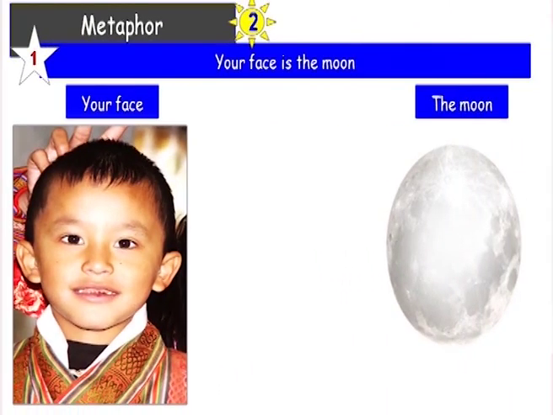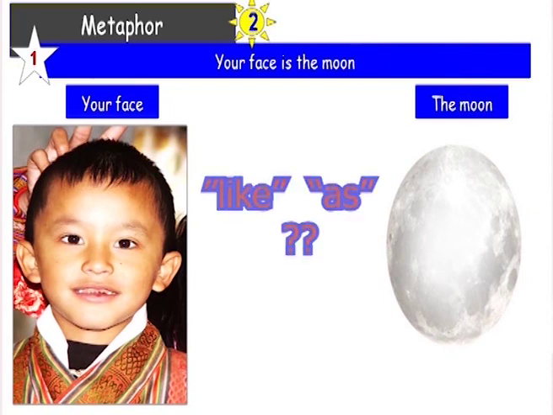Let us look at the metaphor. Metaphor and simile are almost similar. That's why I have the same pictures here. Your face is the moon. What is the difference here? What difference can you locate? Your face is the moon. In the previous example, there was a use of like or as. In this case, there is no as or like. Your face, the moon, is directly compared.